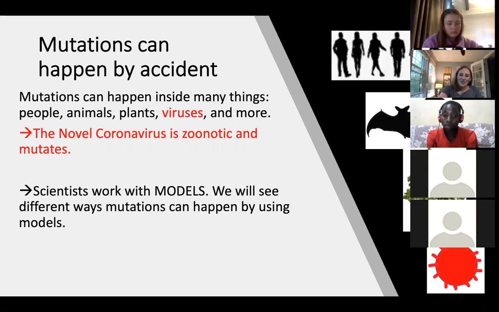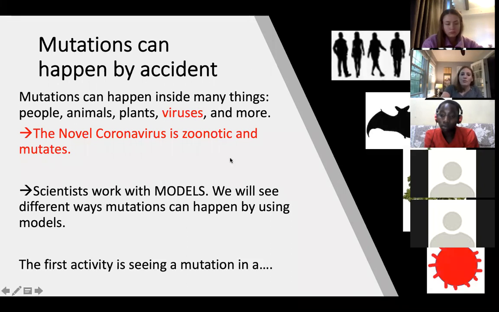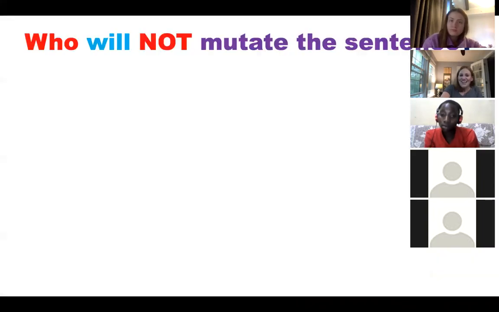So right now we're going to be acting like scientists, and we're going to be working with models, okay? And when it comes to models, we are trying to predict the future. We're trying to see what happens and have it emulate something that happens in nature, something that we can't see with our own naked eye, but we know happens. So we work with models, and we're going to first demonstrate a mutation or a change with a sentence.